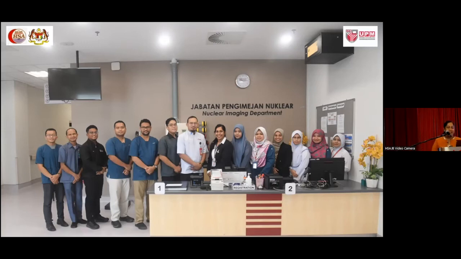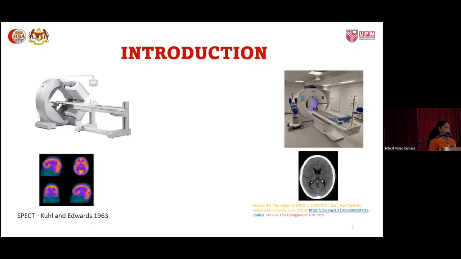Now I'm at Hospital Pengajar, Universiti Putra Malaysia, heading the nuclear imaging unit there, and these are my team. We are actually a very small department. We started off in 2019. Our hospital is very new, and we had the first SPECT-CT installation in 2019. Ever since then, we are growing in strength, getting lots of referrals. So we are very happy to say that this is a good experience for my team and myself.